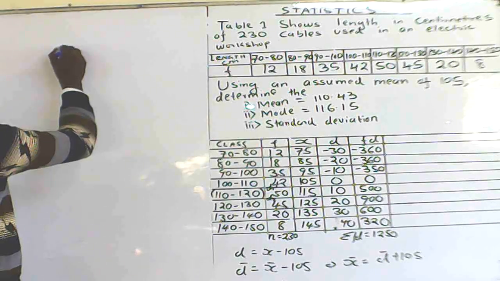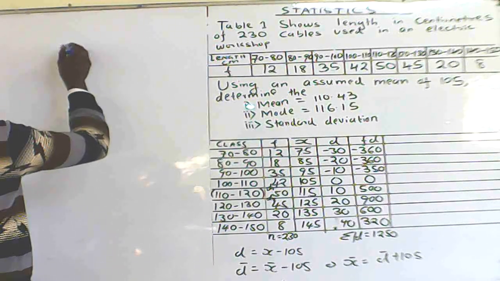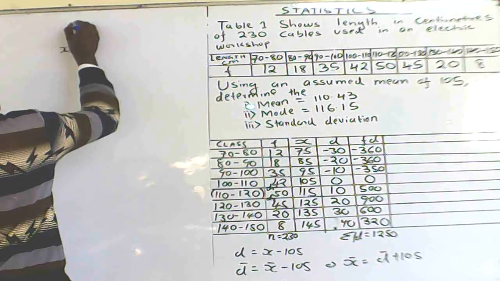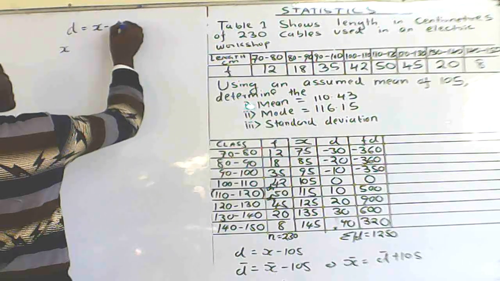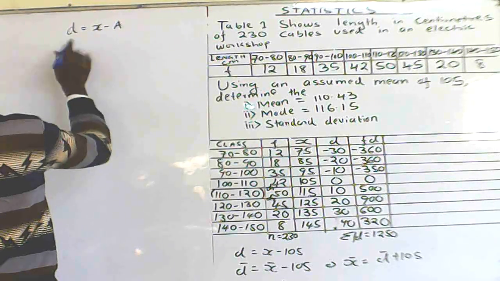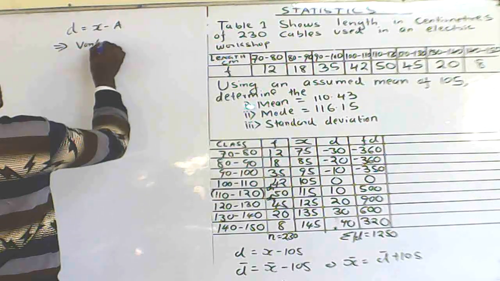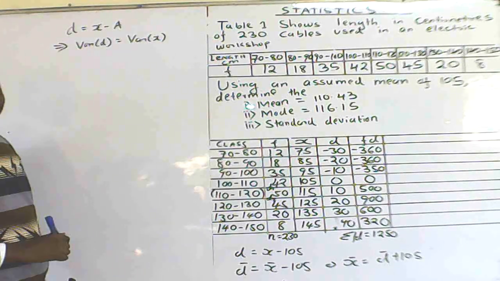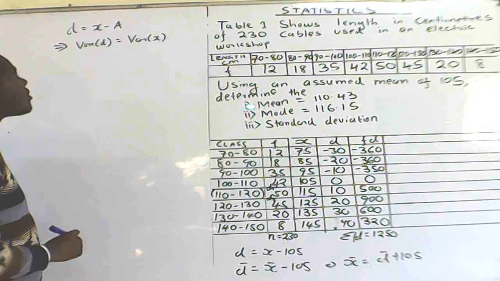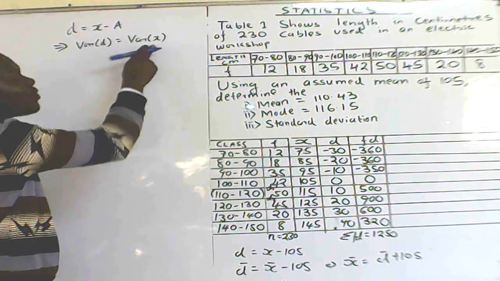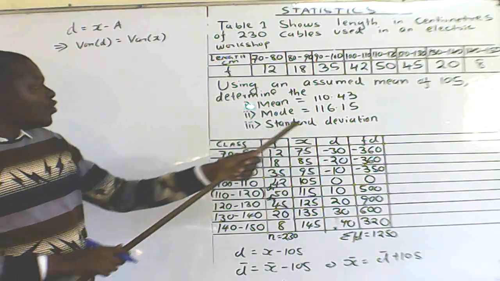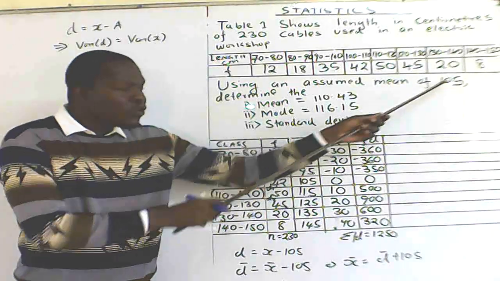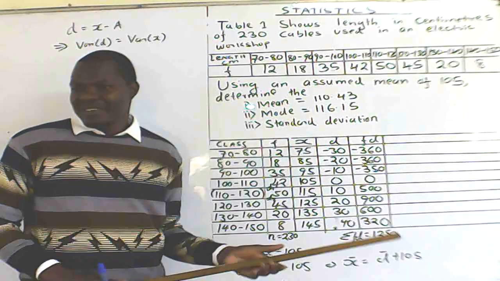We proved that when d is equal to x minus the assumed mean, then the variance of d was the same as the variance of x, isn't it? Are we together? Yes. So by the moment we find the variance of d, that will be the variance of x, because we are using the d values for the assumed mean. We don't get the variance of x directly.